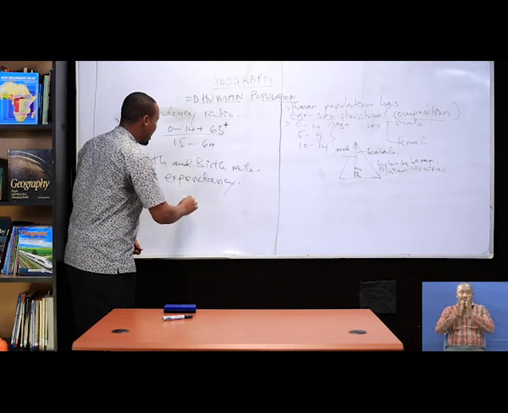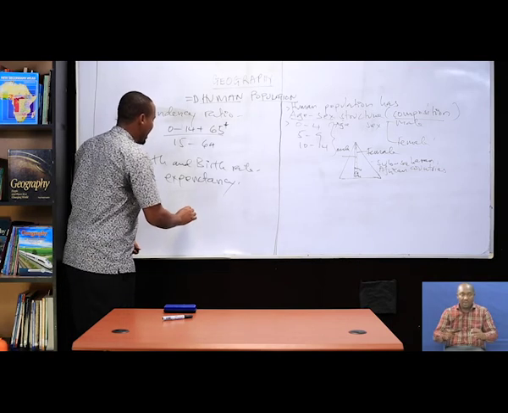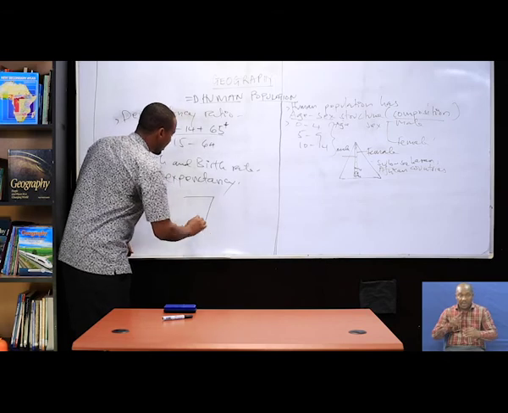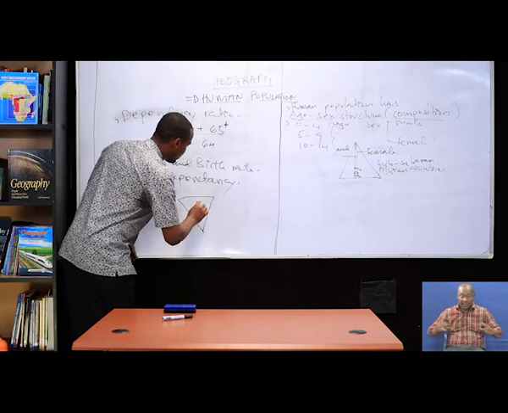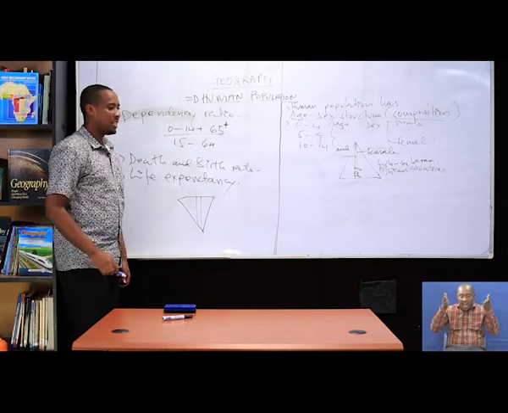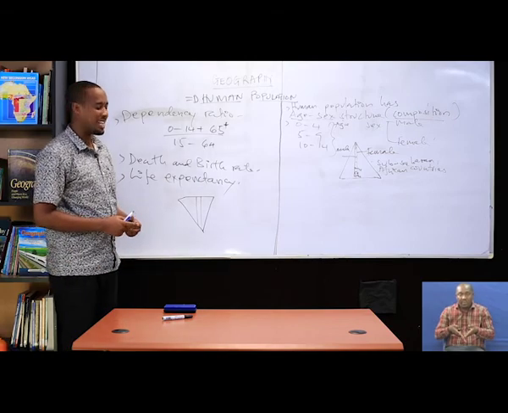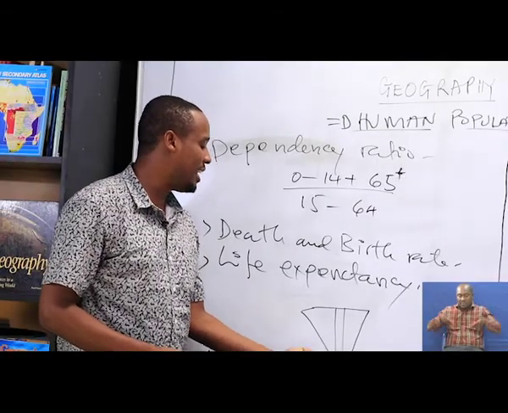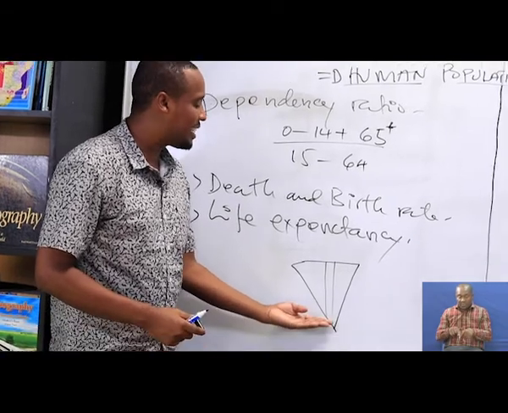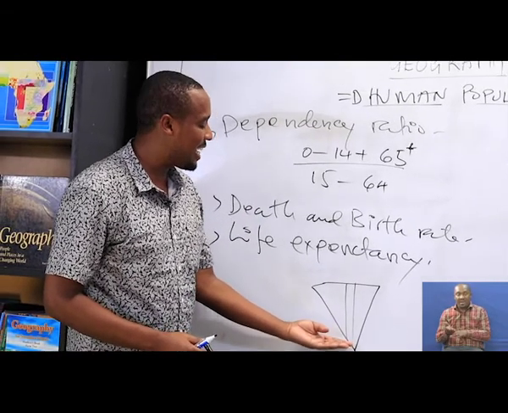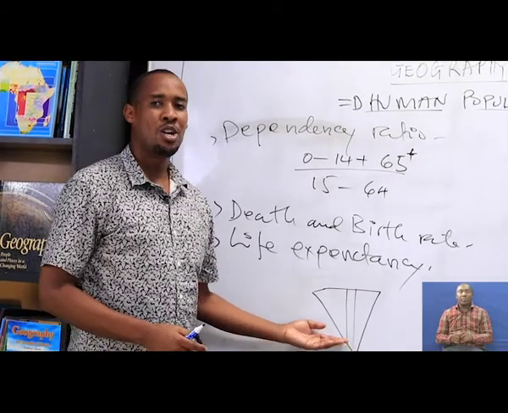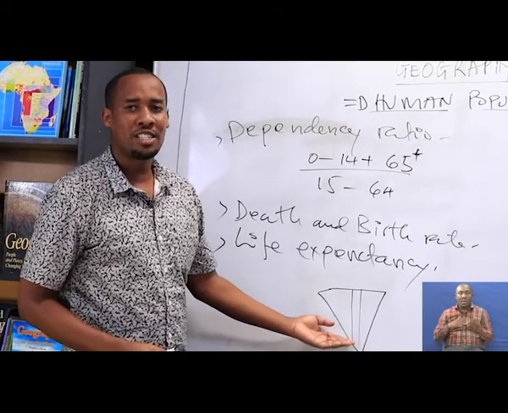But having a pyramid in which the structure is narrowed at the bottom and broad at the top, it is vice versa. So this is a pyramid in which their base here is narrowed. They are just indicating the birth rate is low. Now, what caused the birth rate to be low here?